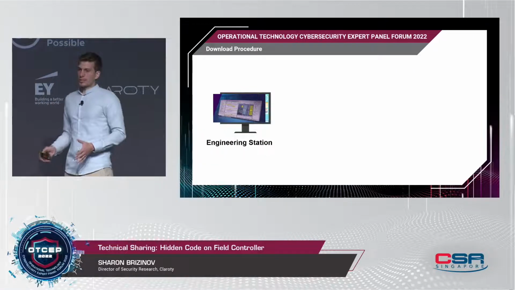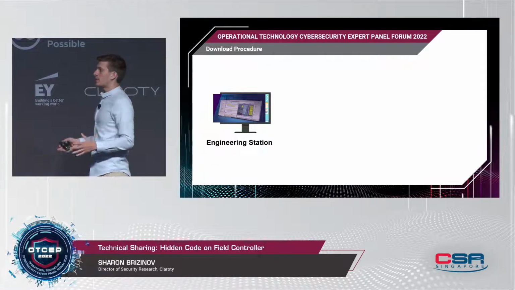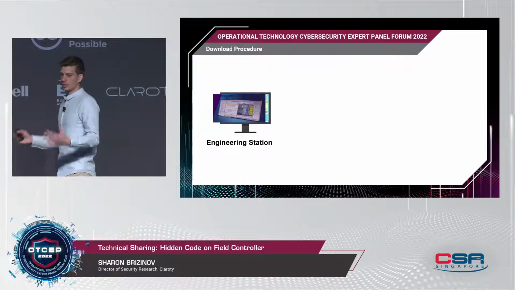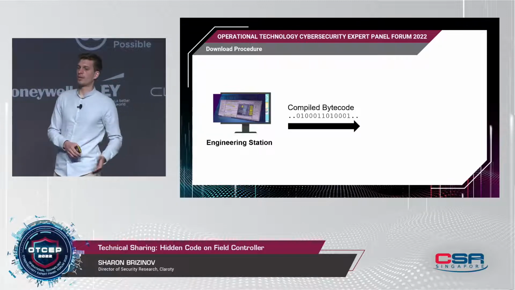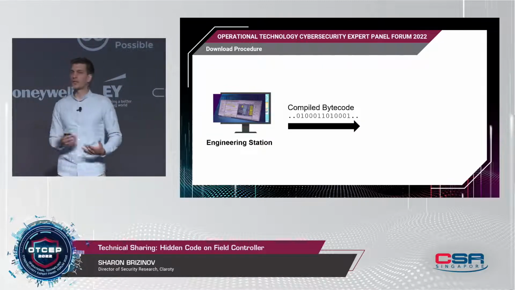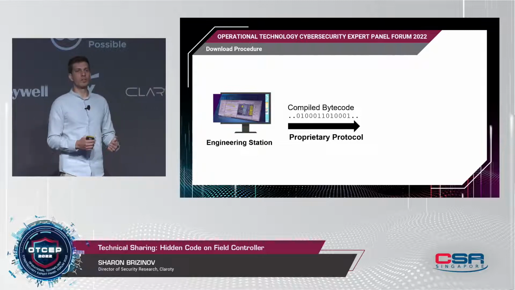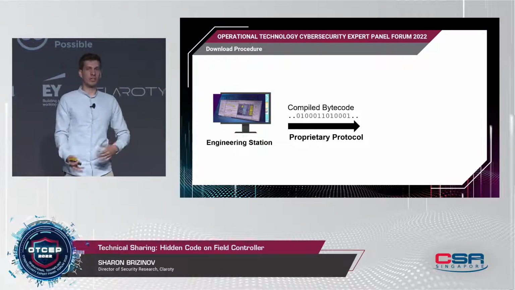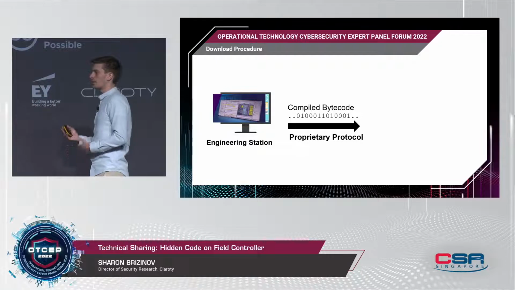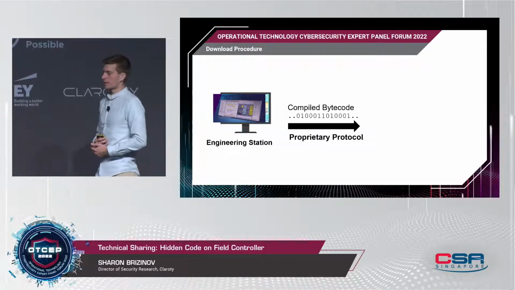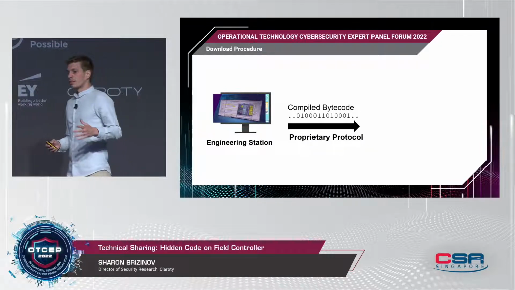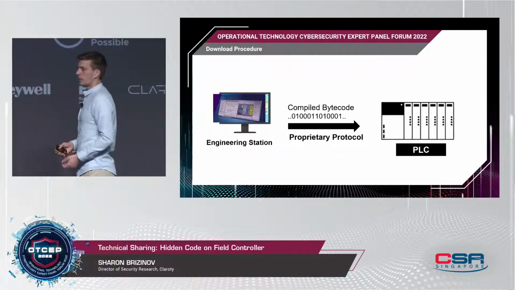Now, a simple download procedure from a high-level perspective looks like this. We have the engineering station. We have the compiled bytecode that we want to transfer. And we're using a proprietary protocol developed by the vendor. For example, Siemens are using OMS+. And the bytecode is transferred to the PLC.